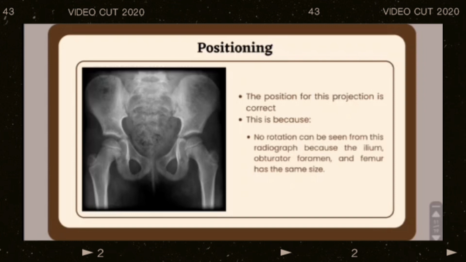As you can see from this radiograph, both ilia, right and left, have the same size, and the same goes for the obturator foramen. It also has the same size. The femur also has the same size. So this is the evidence that no rotation can be seen from this radiograph. So the position for this projection is correct.